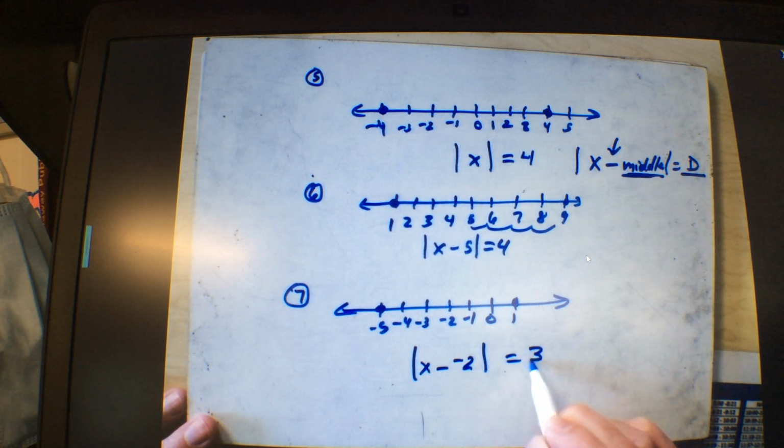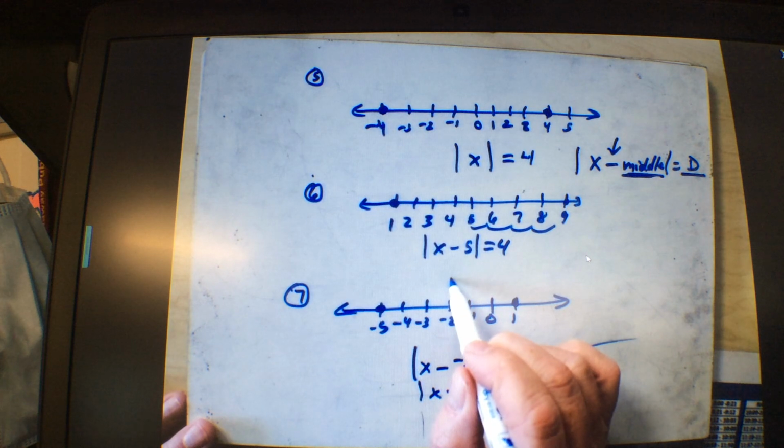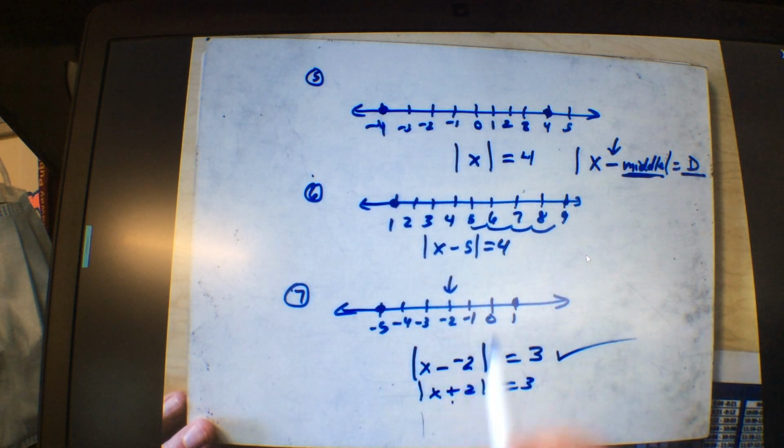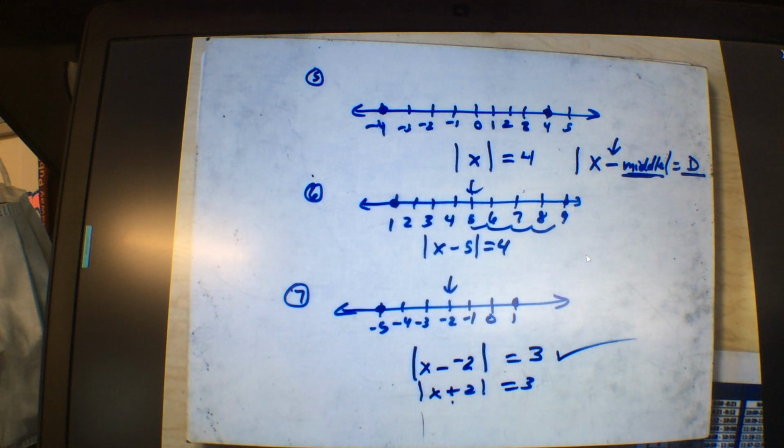They are 3. Now you cannot leave it like this. Mr. Ellis will mark it wrong, because we need to simplify this as x plus 2 equals 3. Does that make sense? Do not leave it as minus a minus. All right, we change it to a plus. So notice, when our middle is negative, we have a plus, and when our middle is positive, we have a minus. It's kind of backwards, isn't it?